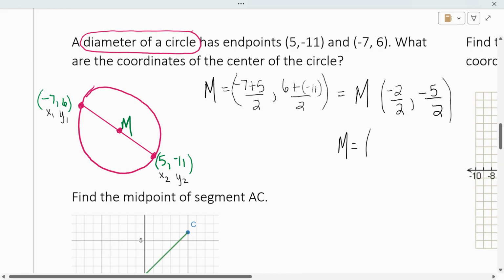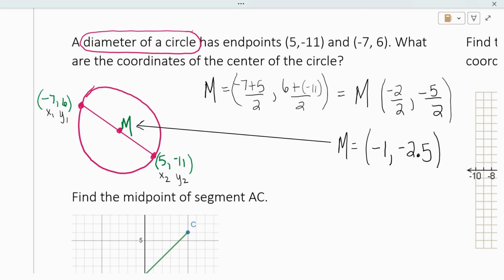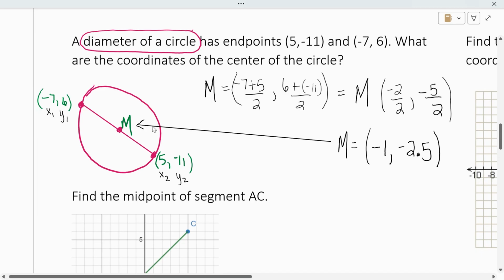So my midpoint is at the ordered pair -2 over 2, -5 over 2, which is the same thing as, let's see, -2 over 2 reduces to -1, and -5 over 2 reduces to -2.5. So that's what this ordered pair is right here. This is the ordered pair -1, -2.5. It doesn't happen very often that we get to work with nice whole numbers, right? We're going to have some decimals in here because that's the real world.